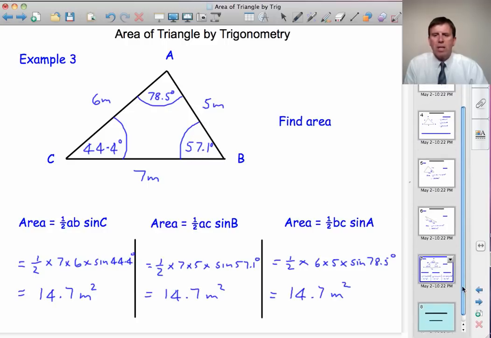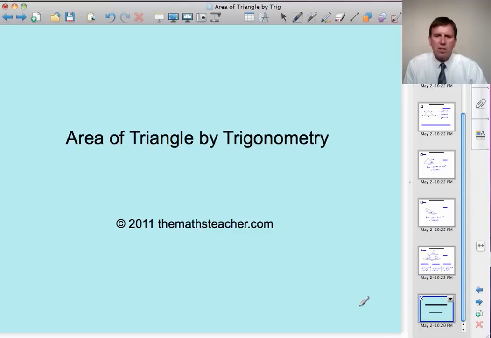Well, that brings us to the end of this short lesson on finding the area of a triangle by trigonometry. It crops up an awful lot on both A-level and GCSE, so it's well worth getting to know. There's a short exercise with the same kind of questions we've just been doing that awaits you now.